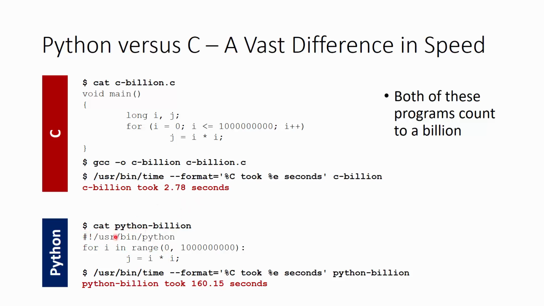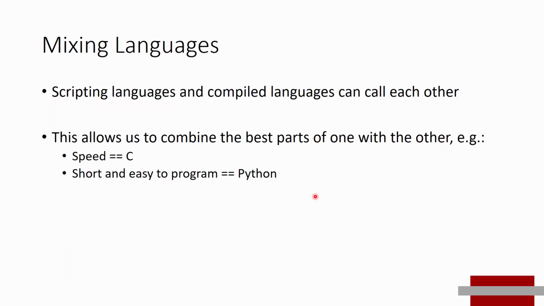Conversely, here's the Python version of counting to a billion, multiplying each time. When we run the same time program against Python billion, we see that it takes 160 seconds. So they're not even in the same league. Multiple orders of magnitude slower to interpret the language than it is to just run a raw executable. So the point here is that it allows us to combine the best parts of one language with the other. We can take the speed of C and the ease of programming of Python and combine them together. We can take our compiled languages, the executables we get from them, and combine them with scripting languages.